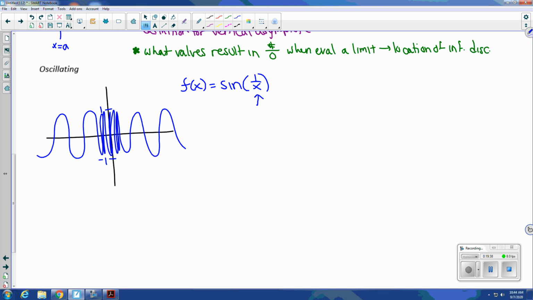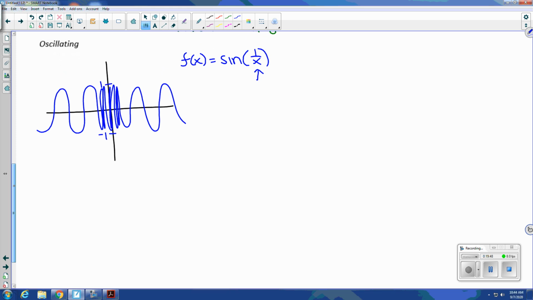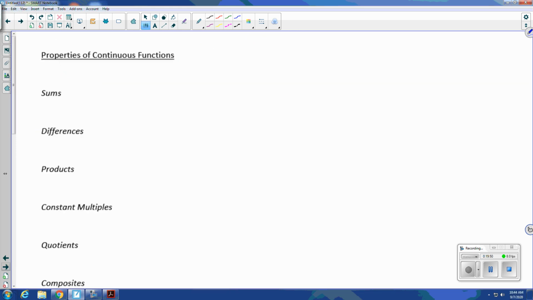So we're going to say we have a discontinuity at x equals 0, and the type would be oscillating because it's jumping back and forth between output values. Okay, so those are all types of discontinuities. And to finish the video, we'll cover properties of continuous functions.